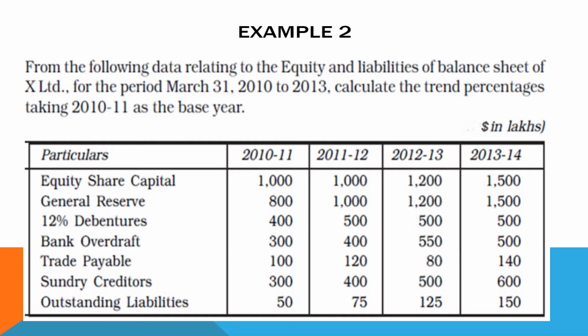So the base year remains 100% and in next year it is 500. So we will divide 500 by 400 multiplied by 100, which comes to be 125%. And the same applies to other years. Now moving on to current liabilities, which includes bank overdraft, trade payables, sundry creditors, and outstanding expenses.